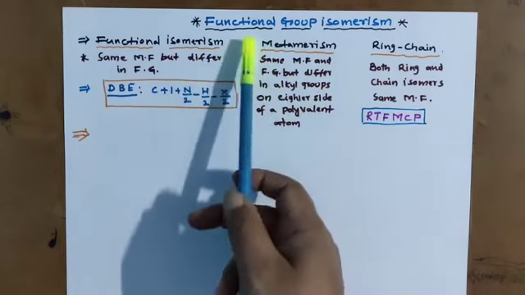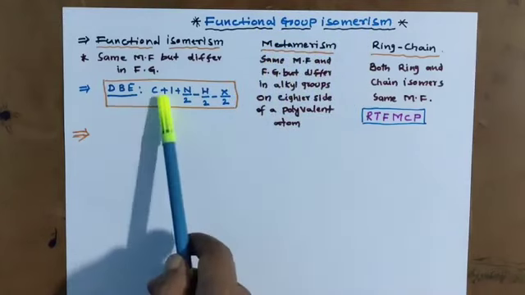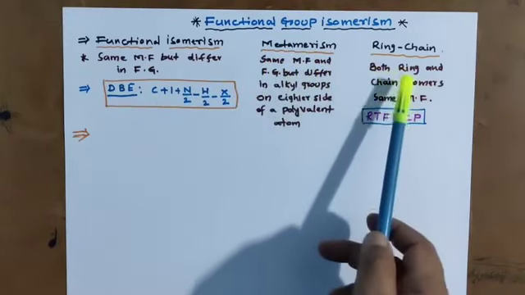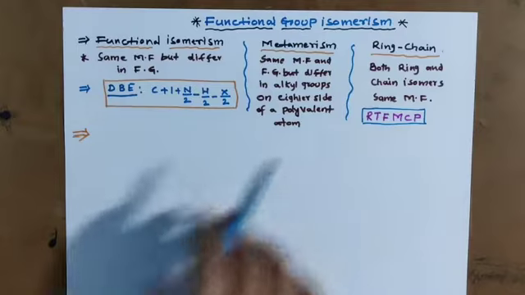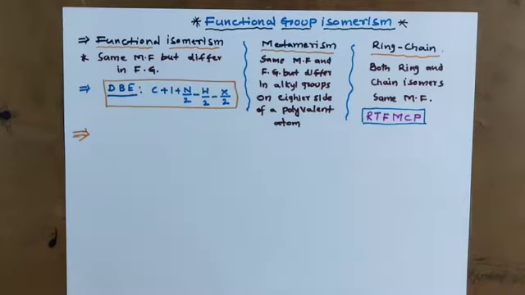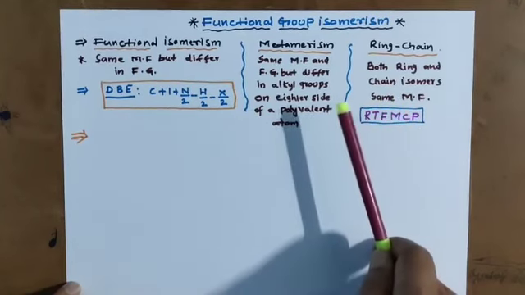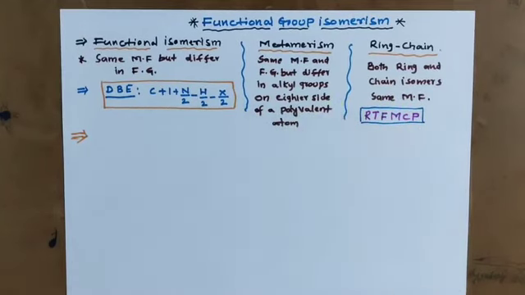In this video, along with functional group isomerism, I am including metamerism and ring chain isomerism also. So while you are learning functional group isomerism, you can include metamerism as well as ring chain isomerism. Three concepts together I am going to explain today, because functional group isomerism is linked with metamerism and ring chain isomerism. That's why I am explaining them together.